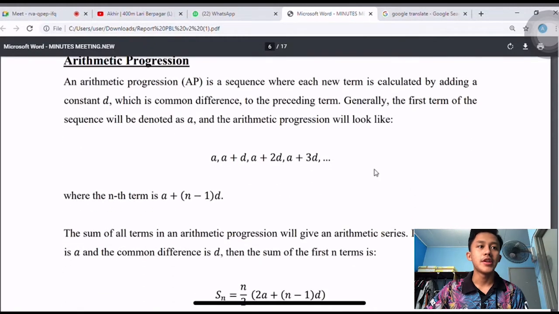Okay, arithmetic progression. An arithmetic progression, AP, is a sequence where each new term is calculated by adding a constant, which is the common difference, to the preceding term. Generally, the first term of the sequence will be denoted as A, and the arithmetic progression will look like this, for example, where the nth term is A plus (n minus 1) times D.